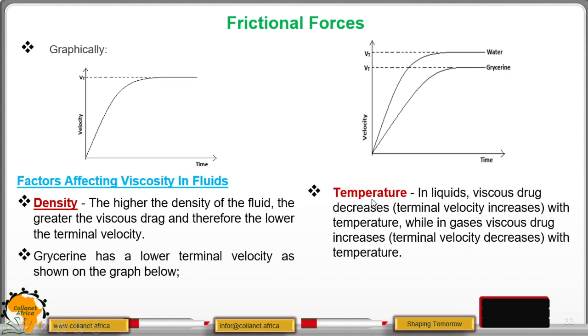Then the second factor is temperature. Now, in liquids, the viscous drag decreases with temperature. That is, the terminal velocity increases with temperature, while in gases, the viscous drag increases. In other words, the terminal velocity decreases with temperature. So in other words, we can say that in liquids, the viscosity decreases with temperature.